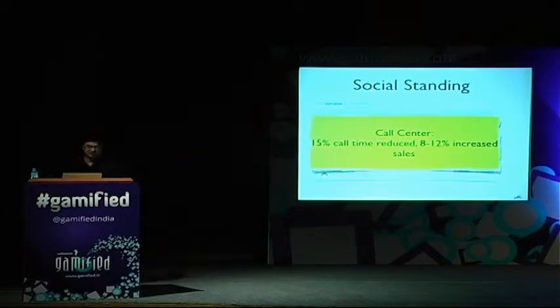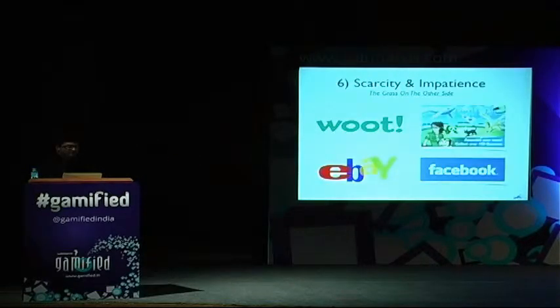There's an 8 to 12% increase in sales. Very important. Core Drive 6, scarcity and impatience. And again, this is the concept that you want something just because you can't get it. One example that I really like is Woot.com. Woot.com is another example of a really well-executed gamification e-commerce site, even though, again, most people don't think about it that way. So Woot.com utilized 2 core drives really, really well. One is scarcity and impatience. The other one is Core Drive 7, unpredictability and curiosity, right?